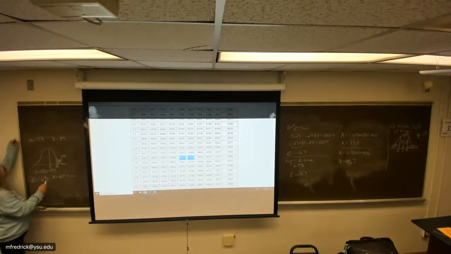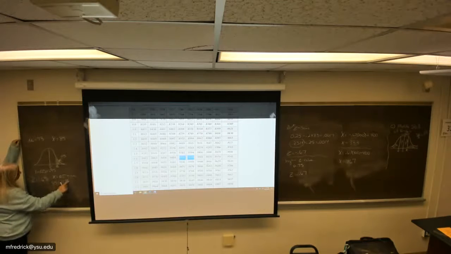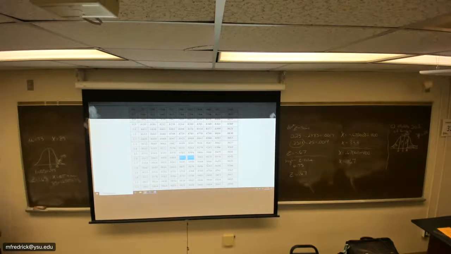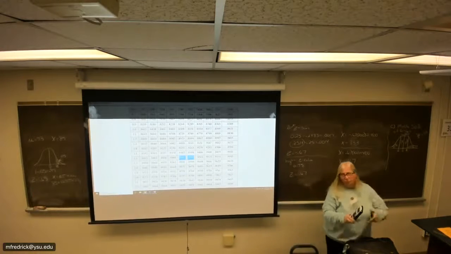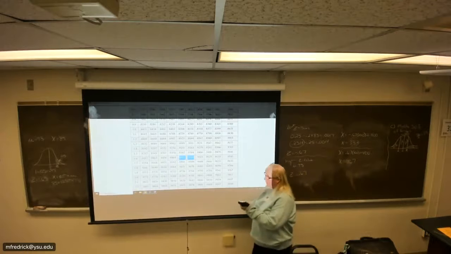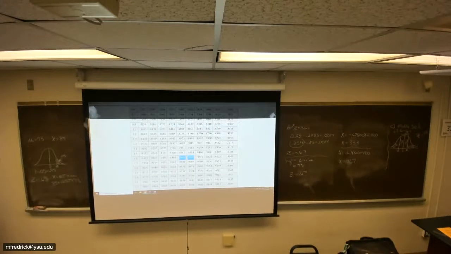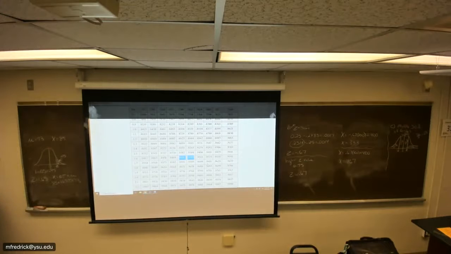You can just plug in. X was 85. We just found Z. We're looking for the standard deviation. And the mean was 70. How would we solve? What would we do first to solve for the standard deviation? Anyone? You need to get this by itself. So subtract the 70.